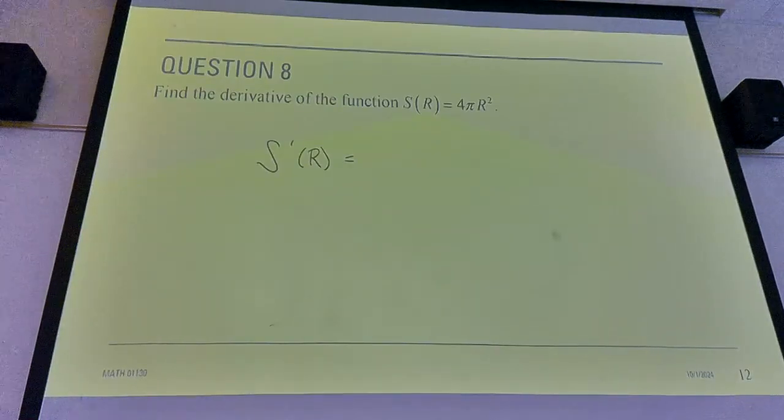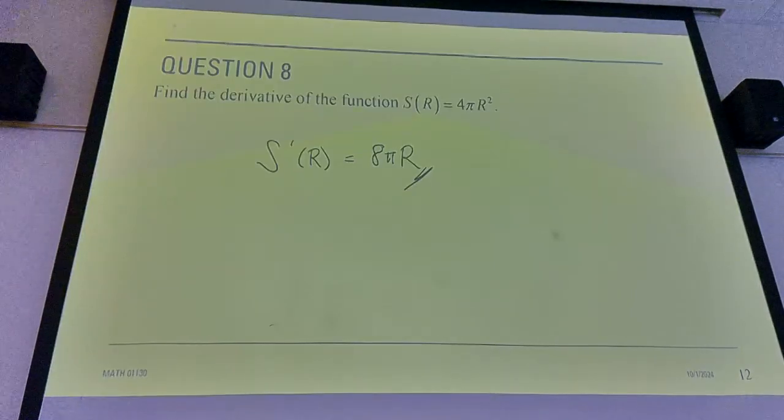What's S prime? I don't know, would it be? Yeah, because 4 or 5 is constant.